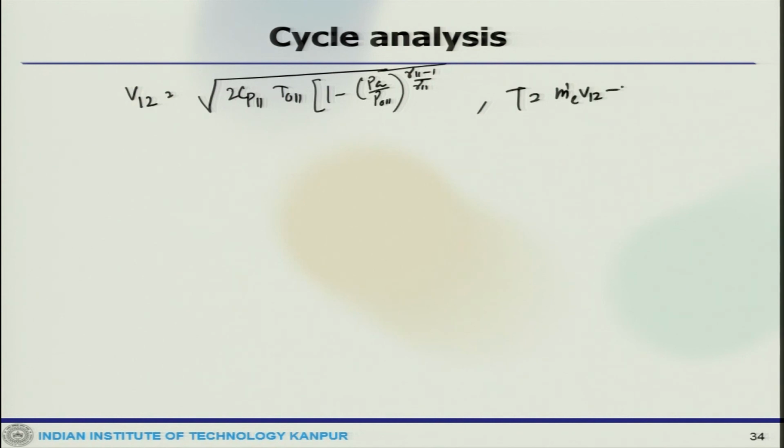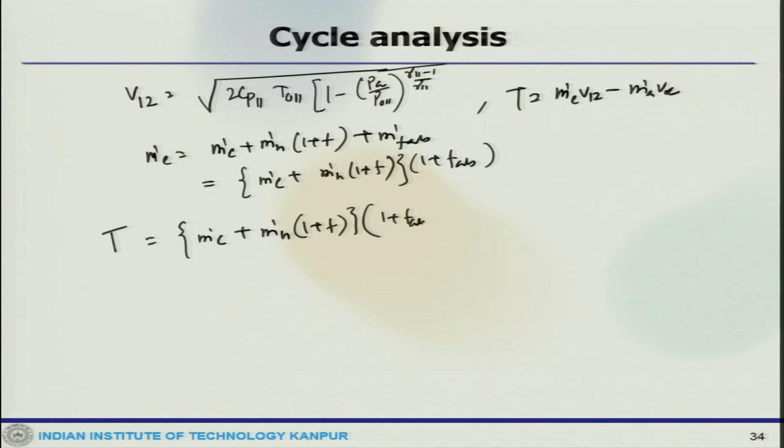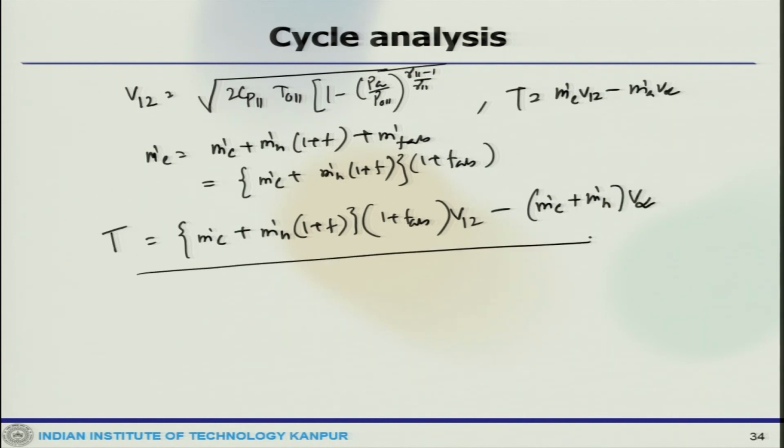And thrust would be m dot V12 minus m dot A V infinity, where m dot A is defined as m dot C plus m dot H times 1 plus F times 1 plus F A B. So, the thrust force we can rewrite as m dot C plus m dot H times 1 plus F times 1 plus F A B times V 12 minus m dot C plus m dot H into V infinity. Also similarly for the two spool turbofan with afterburner it can be calculated. So, we will stop the discussion here and continue this discussion for other different kinds of configuration in the next lecture.